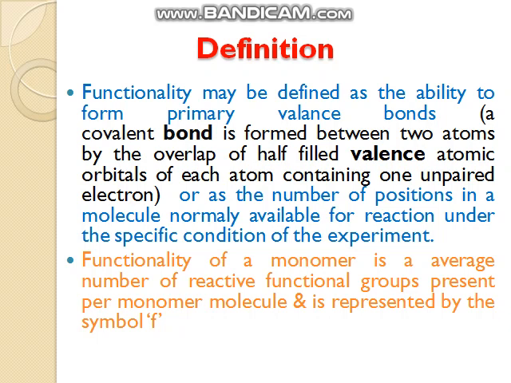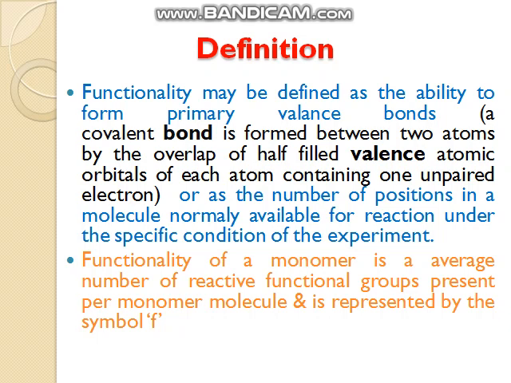The primary valence bonds are covalent bonds formed between two atoms by the overlap of half-filled valence atomic orbitals of each atom containing one unpaired electron. Functionality is also defined as the number of positions in a molecule that are normally available for reaction under the specific conditions of the experiment. That's why functionality depends upon conditions like temperature, pressure, and many other parameters.